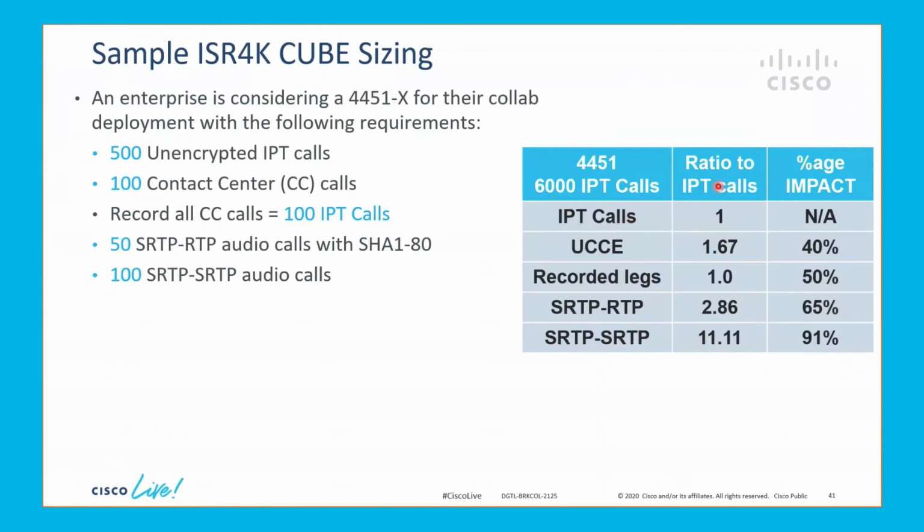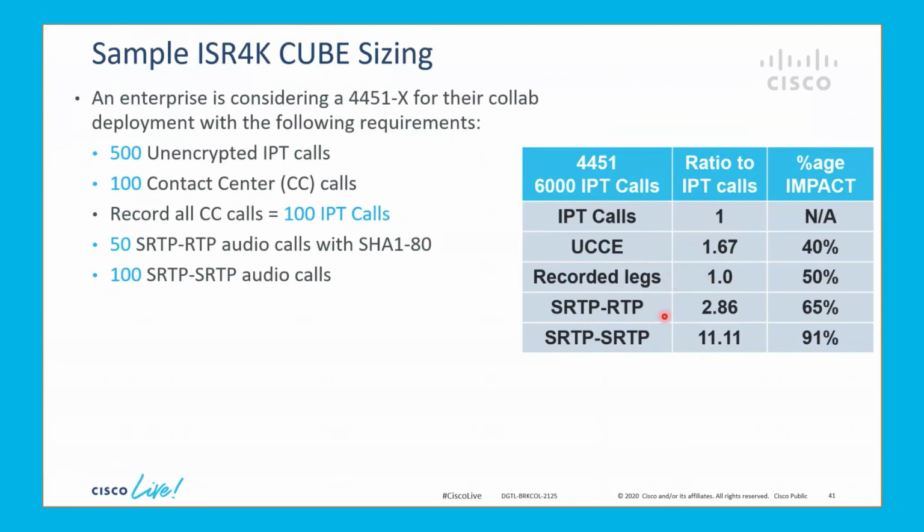So what we have done is we have taken the requirements over here and looked at the ratio to IP telephony calls. For example, in the case of UCCE, if you go back and see, it has a 40% impact. So what that means is numerically every UCCE call that the 4451X handles is equivalent to 1.67 IP telephony calls. For the recorded call legs, we said that the recorded leg should be treated as an IP telephony call. So that impact is 1.0.